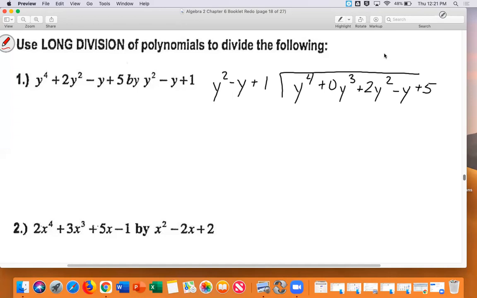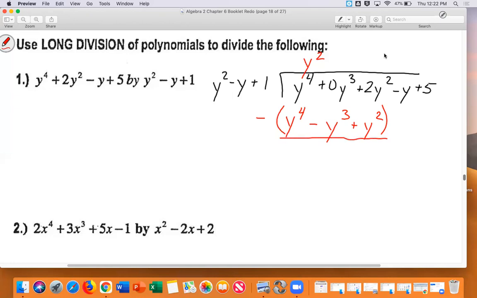How do I make a y squared like y to the fourth? Carolina? Yeah, so I multiply it by y squared. Now I do y squared times y squared is y to the fourth. Y squared times negative y is negative y cubed. Y squared times 1 is y squared. Now, when we did long division, what would I do at this step? Subtract. So when I am here at this step, I still have to subtract. So I put a negative sign or parentheses with the negative sign.